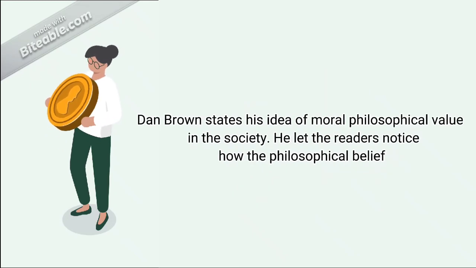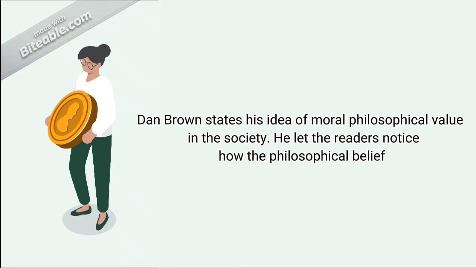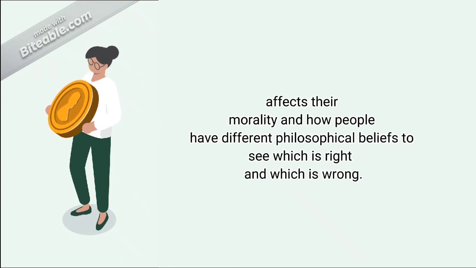Dan Brown states his idea of moral philosophical value in society. He lets the readers notice how the philosophical belief affects their morality and how people have different philosophical beliefs to see which is right and which is wrong. Philosophy limits the thinkable and therefore the unthinkable.